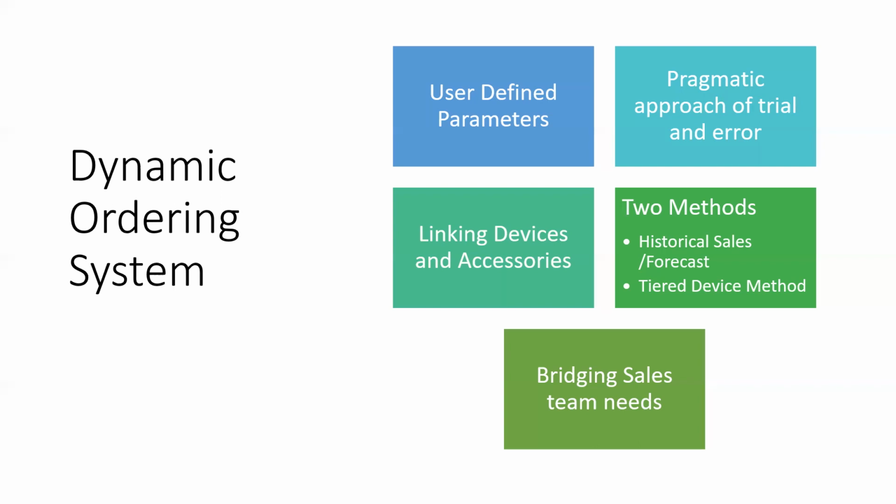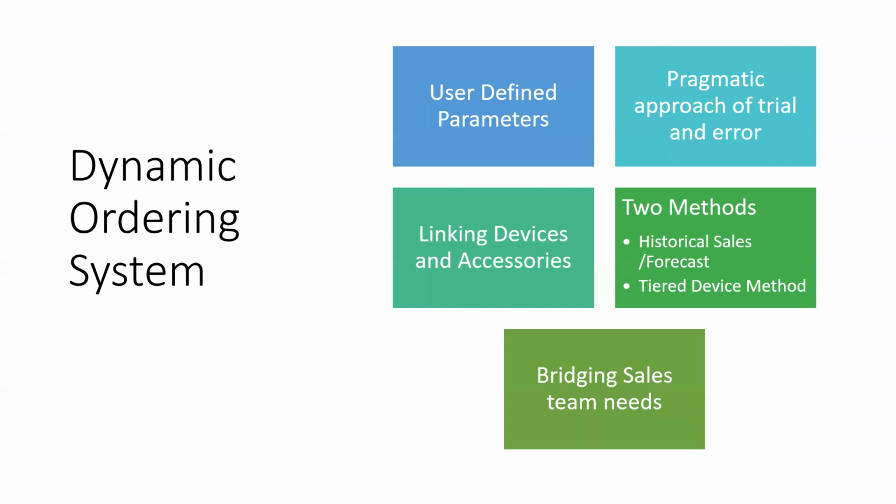You're looking at your historical data and putting in your parameters, and then you're creating a forecast based on that. The other one is a tier device method, which is based on predefined tiers that you set for every device. If you give a device a tier 1, it means that for every device you have on hand, you want to have 1 case and 1 tempered glass. If you give a device a tier 2, that means for every device you have, you want to have 2 cases and 2 tempered glasses, and so on and so forth.